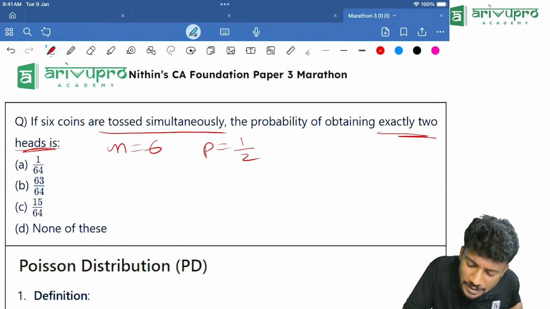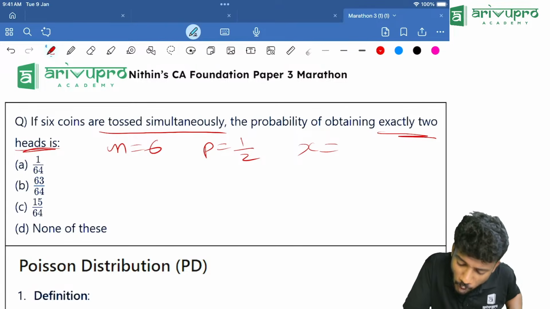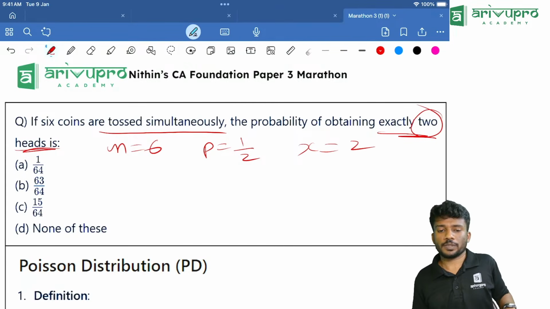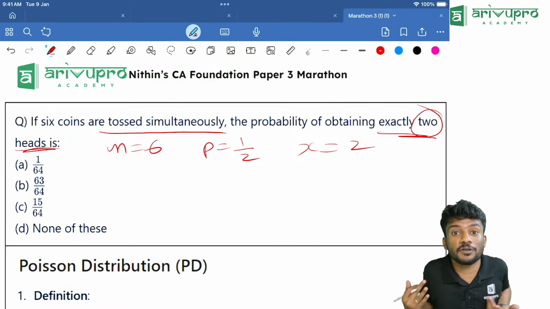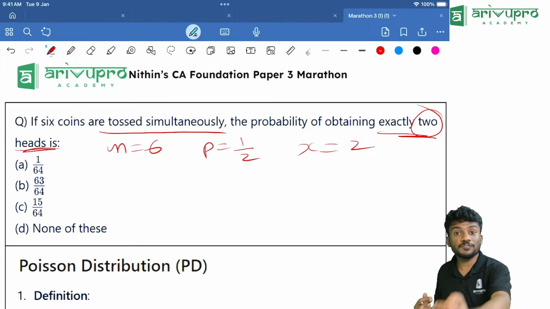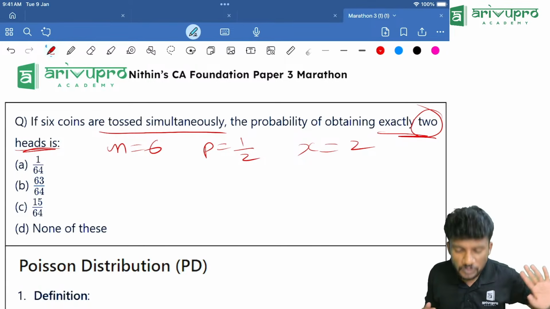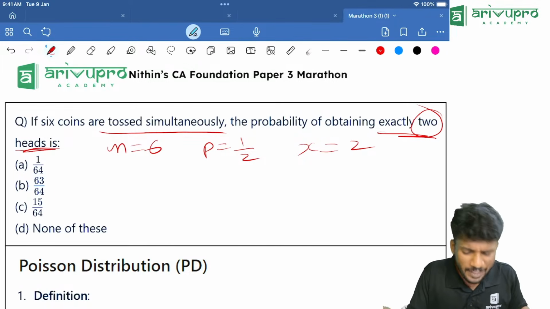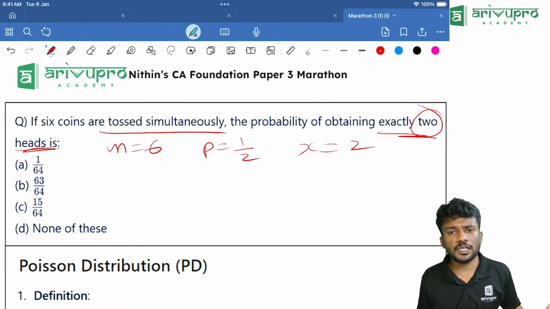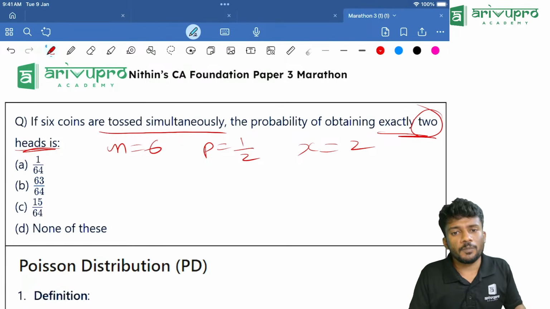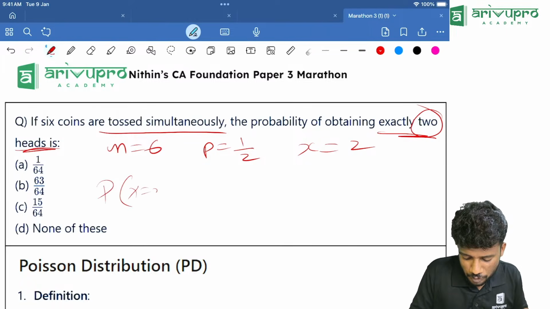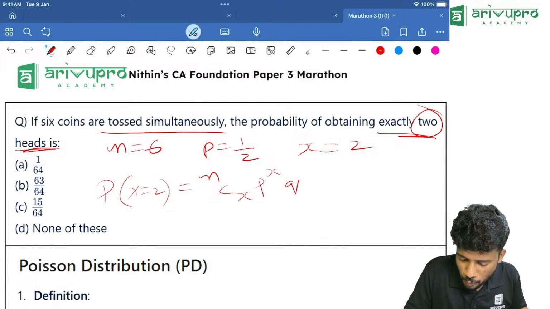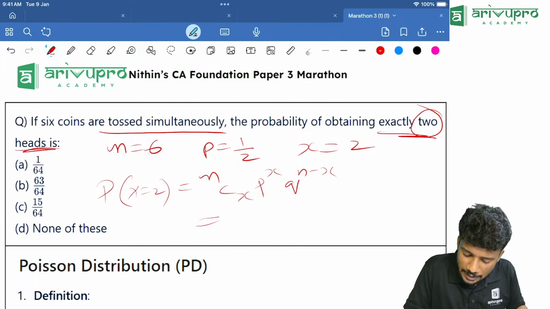Then tell me, what is the value of X? They want X to be 2. Exactly 2 heads. That means the number of successes should be 2. If I am tossing 6 times, I should get 2 successes. Now we have everything, correct? Now we are directly going for the formula. Which formula will you use to find the probability? P of X equal to 2 is nothing but nCX into P raised to X into Q raised to n minus X.